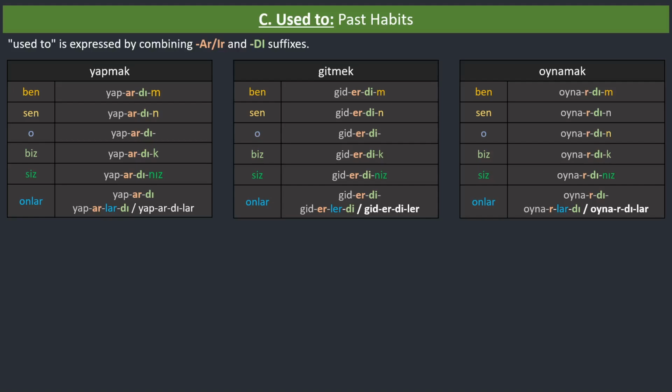If you want to keep things simple, you can use the singular conjugation for onlar as well. By singular conjugation, I mean the o form, like he, she, it. The same conjugation can work for onlar. So when I say "they," I can conjugate it as if it's o.